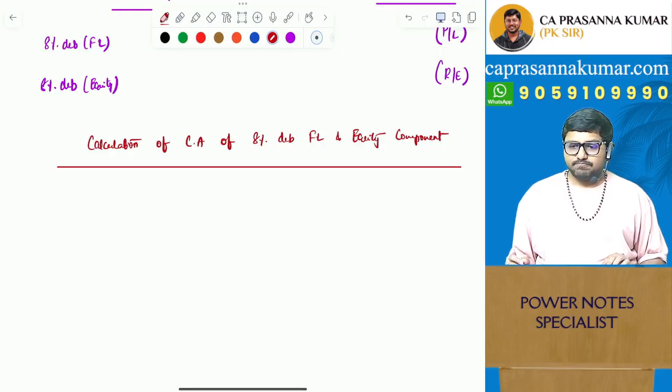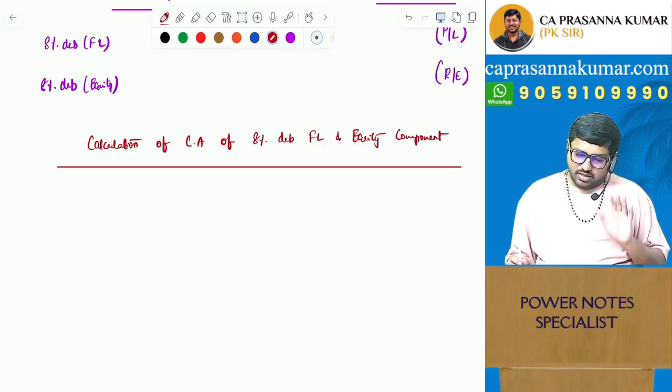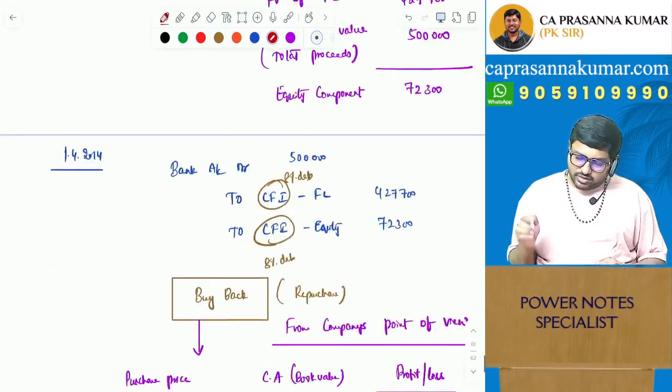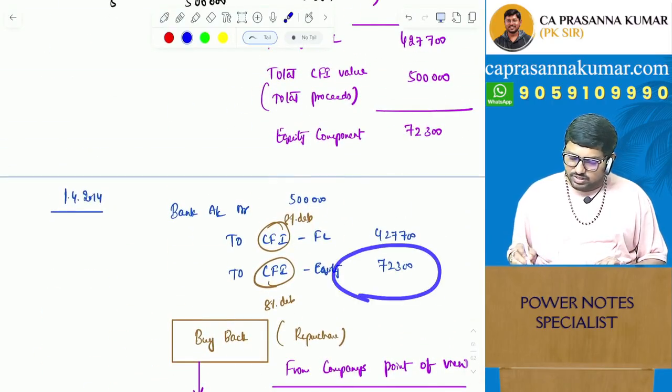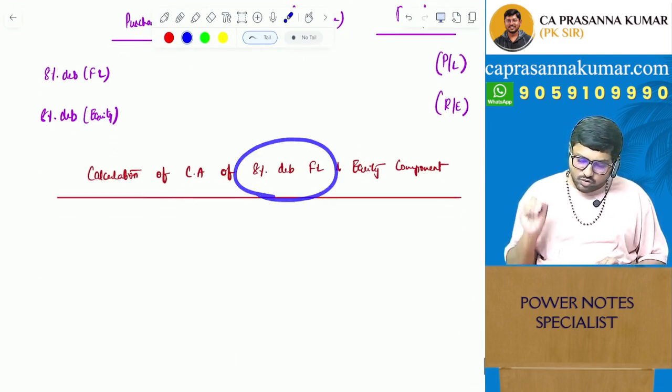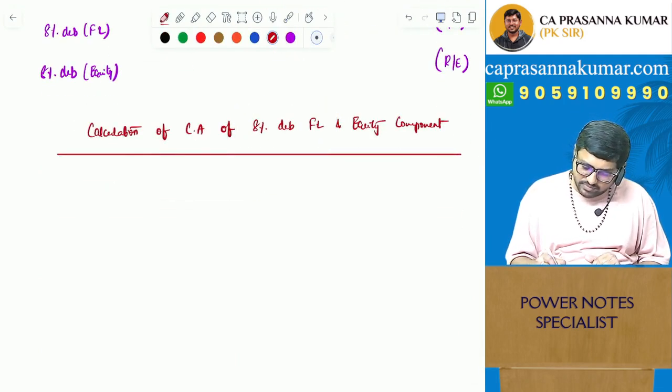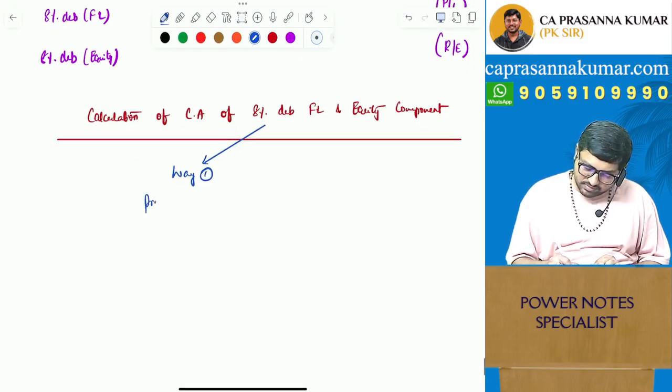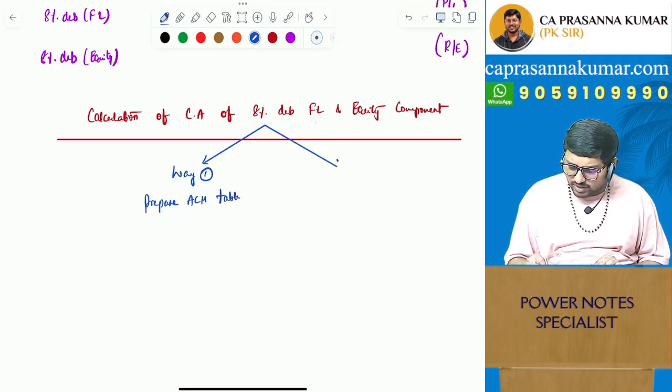Now tell me how to find out the carrying amount. For the equity component, no need to calculate anything because whatever we have calculated already, this will be the value. This will stay put. We need to calculate, logically speaking, only for financial liability. Now, there are 2 ways to calculate the carrying amount for financial liability. Way number 1: prepare the ACM table. In this sum, you can happily do it by preparing the ACM table, because anyway it is only for 3 years.